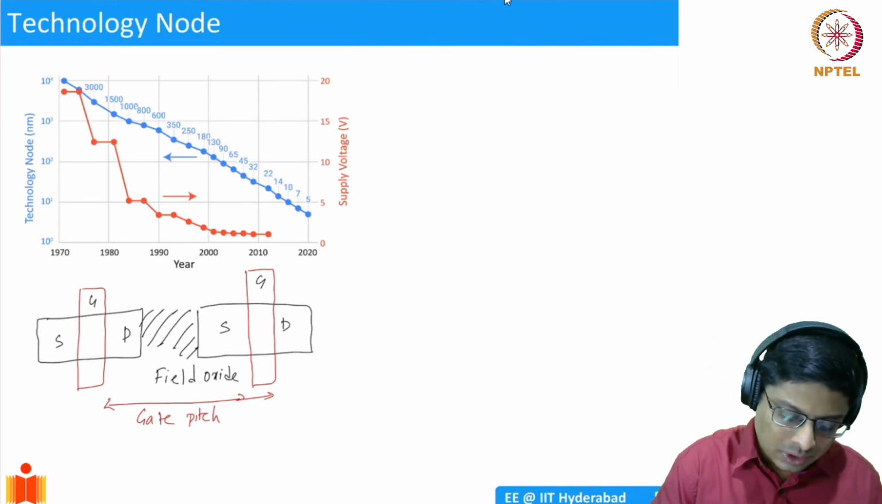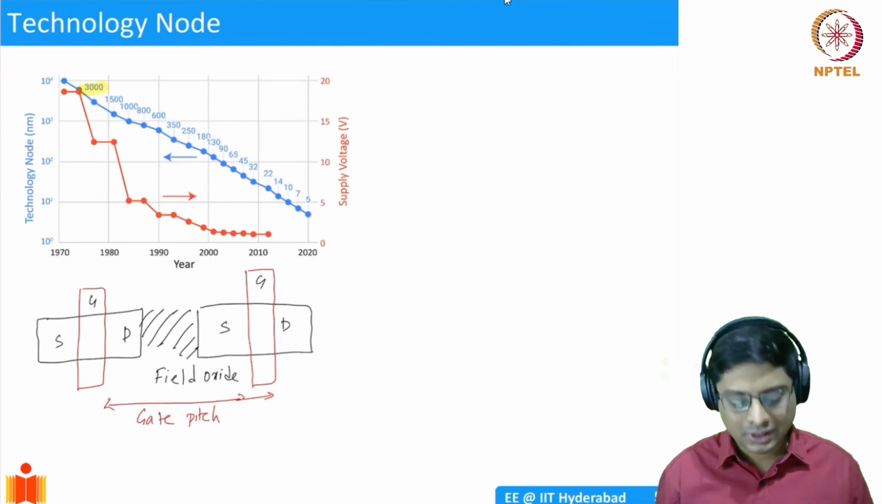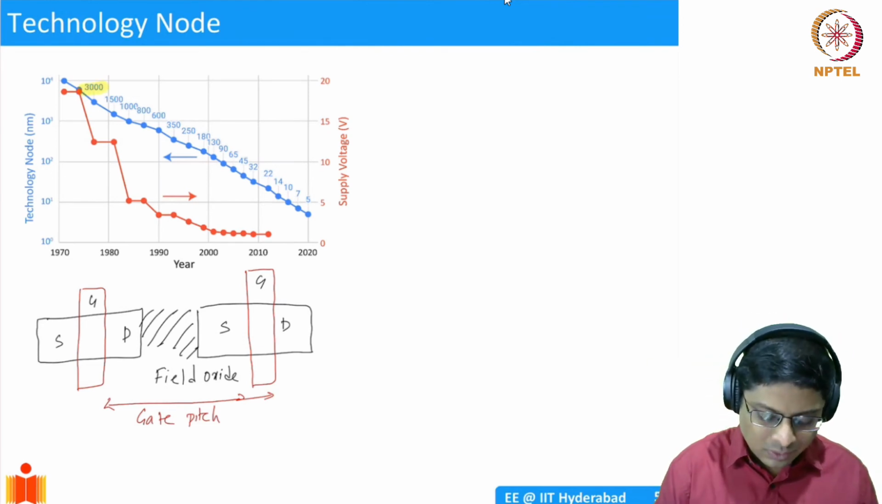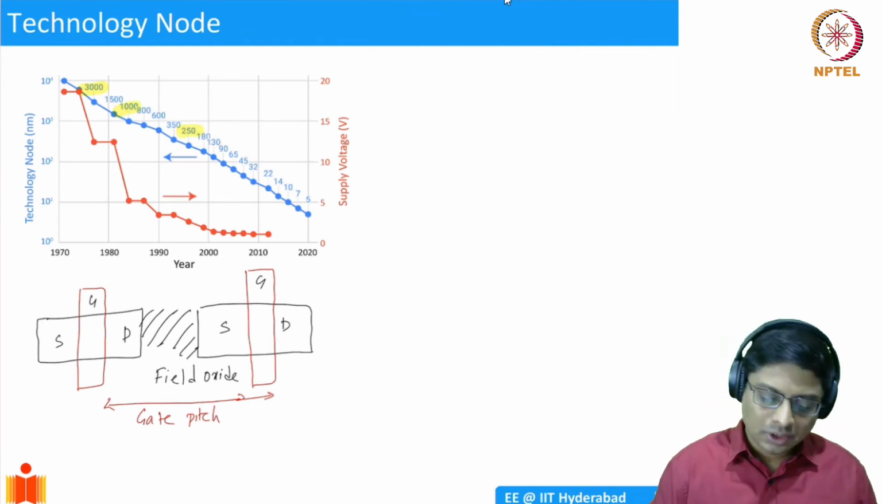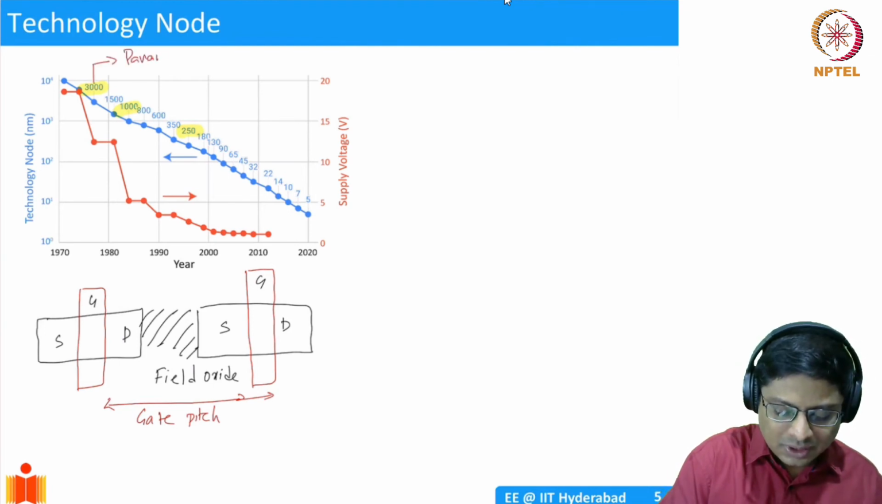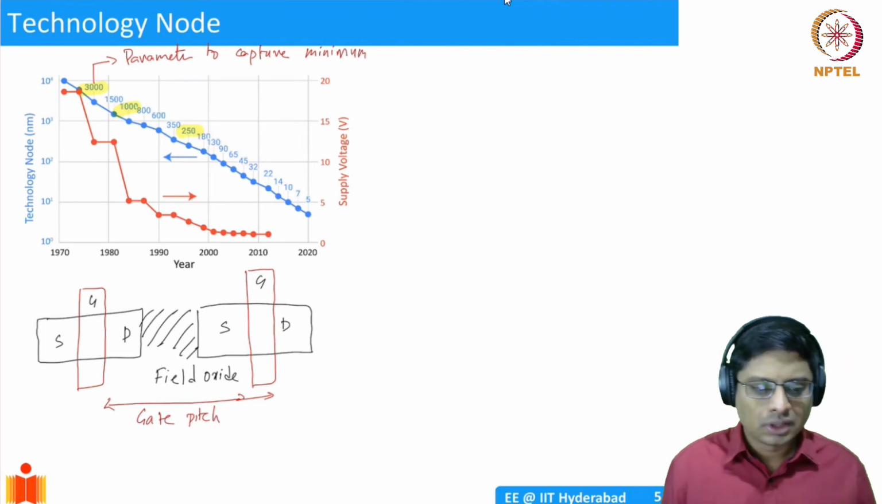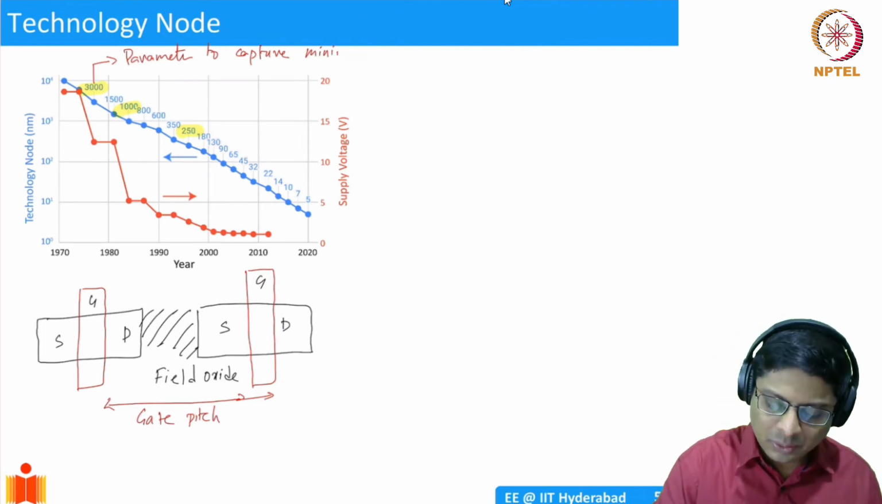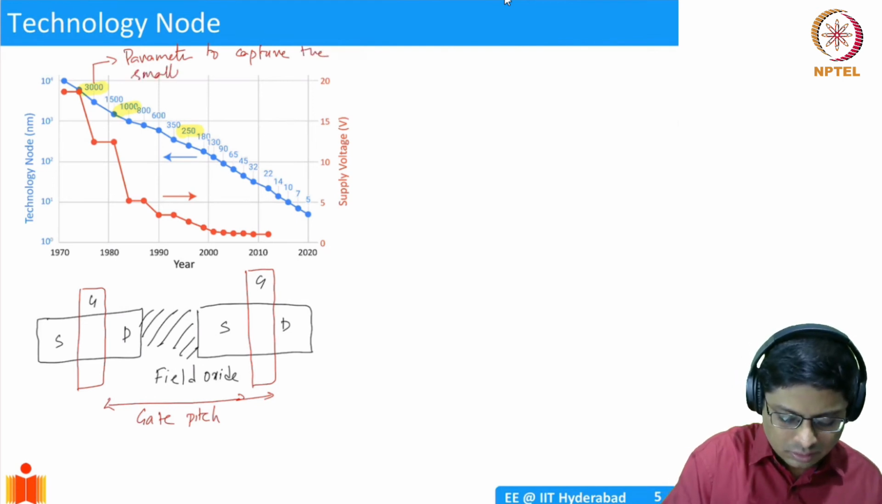Okay, so if you look at the 1970s, this was about 3 microns, and by the 80s it became 1 micron, and by the mid 90s, let's say, this parameter became 250 nanometers. So what this number is telling you is essentially it's simply a parameter to capture minimum feature sizes, or capture the smallest distance between MOSFETs.